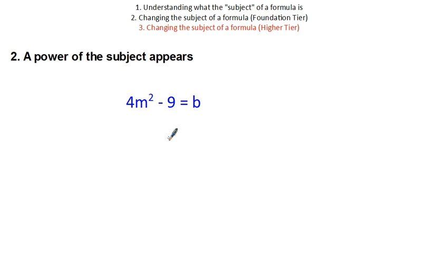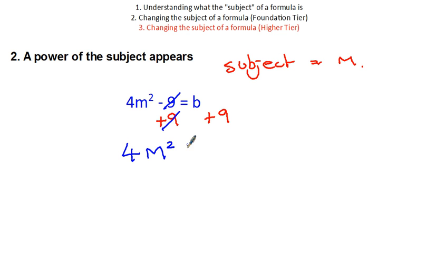So finally then, the other kind of question you might get in the higher tier paper would be if we want the subject this time to be m. It might be squared. As normal, get rid of anything that's floating around first. Anything that's attached, anything right next to each other that's being multiplied or has a power with it, leave that alone for the time being. Get rid of this take away 9 to begin with. Add 9 to get rid of it, for your inverse operations. You should be used to that now. These cancel. So I'm left with 4m squared is equal to b plus 9.